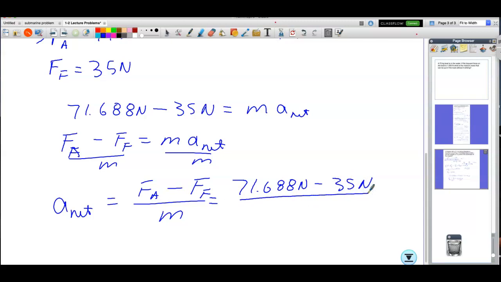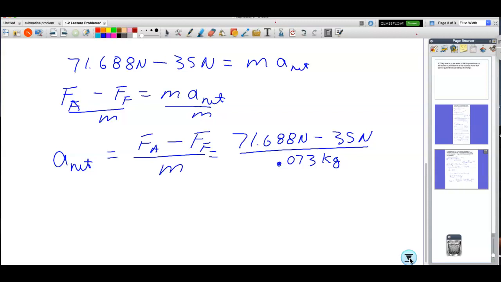Now remember, our mass needed to be in kilograms. That was from the last problem. So that's 0.073 kilograms. So now I can just do all that. That's my net force. And that's going to be 502.58. And remember, this is newtons.